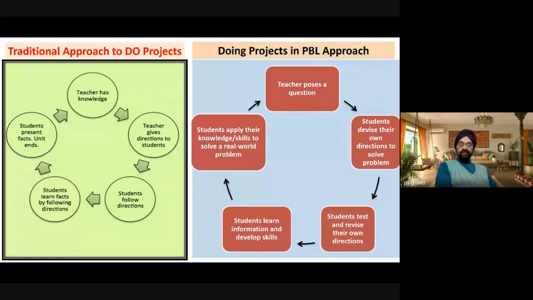So here it is just a comparison. See, in traditional project, teacher has the knowledge. Teacher gives direction to students. Students follow directions. Students learn facts by following direction, and students present facts. Example, we have lab manuals. What are they? The student is given everything ready made. Even if they go to internship, depending on where it is, he is doing ready made.